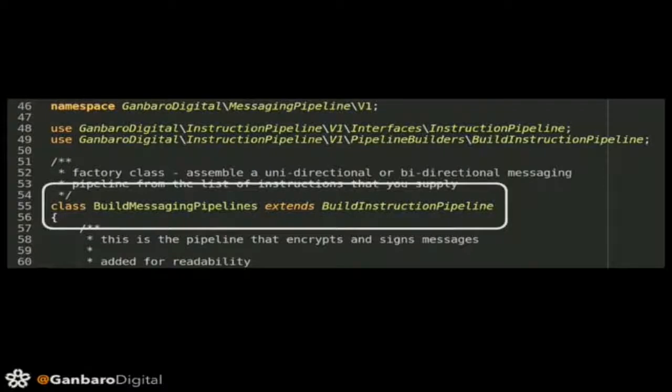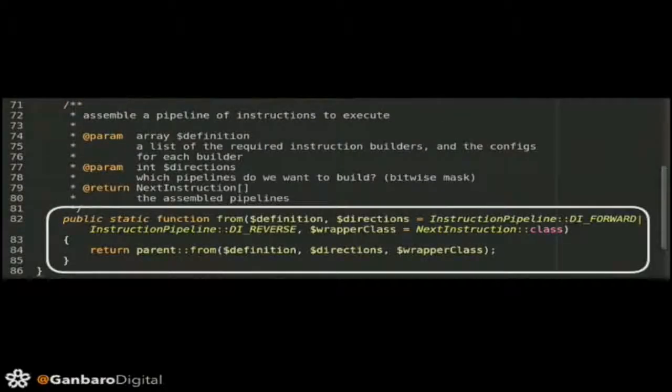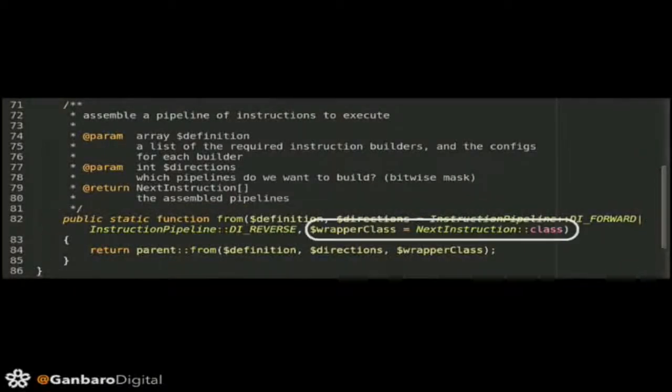So, once again, the underlying library provides us with a tool to build pipelines, and we're specializing, we're extending that. And the reason we're specializing is we want the underlying library to know what our next instruction wrapper is. And that's what we do. We pass that in. We specialize. You don't have to do this if you're happy to use the underlying library's container and you don't care about signatures, etc. You can just use that and avoid these wrappers. But if you want type safety, this is the way to do it. And here's the wrapper class. It's actually one of the parameters. It's part of the signature of the from method.